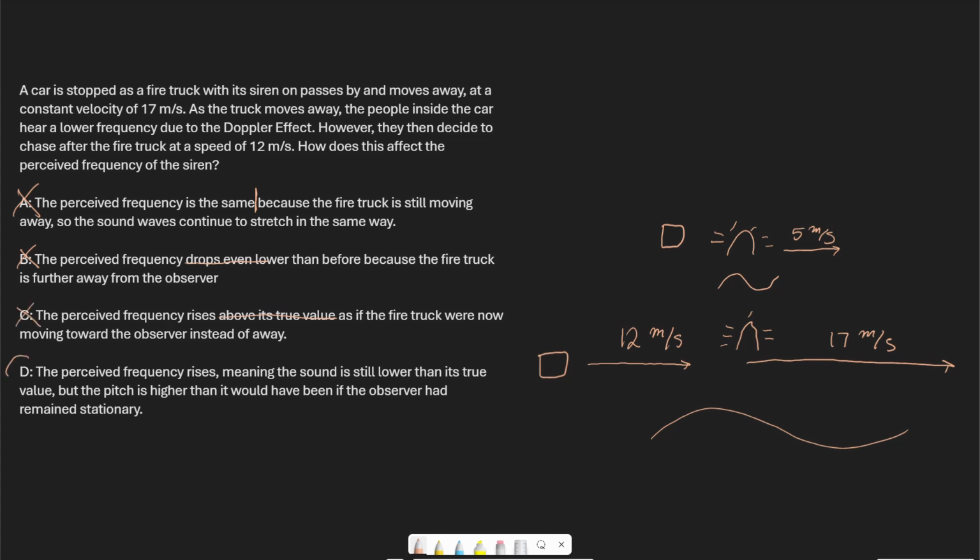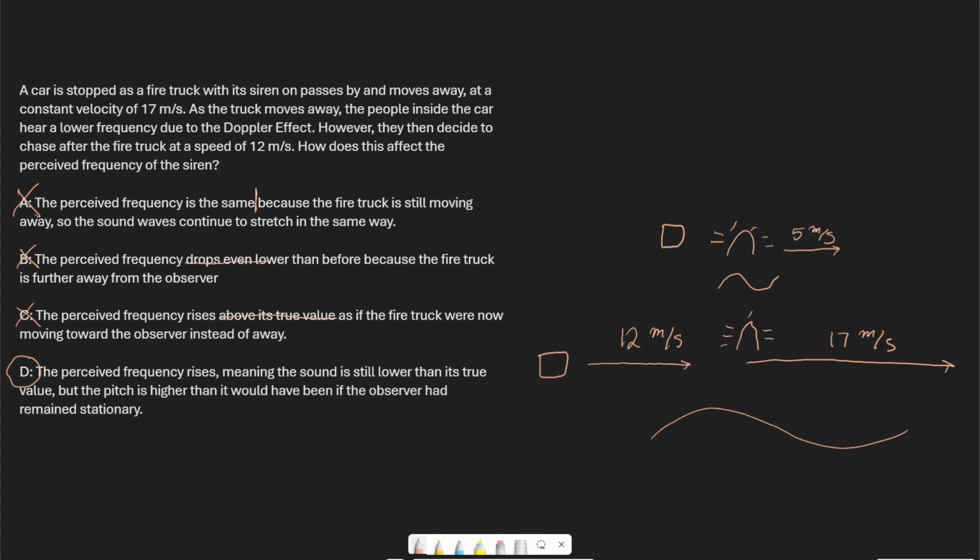And finally, D, of course, is the correct answer by process of elimination. The perceived frequency rises, meaning the sound is still lower than its true value, right? And that's what we said because the truck is still moving away from us. But the pitch is higher than it would have been if the observer had remained stationary. And that makes sense, right? The perceived frequency is higher than it was when we were stationary, right? So the perceived frequency has gone higher, but it's still lower than the true value, the frequency of the sound coming out of the siren. So the correct answer here is D.